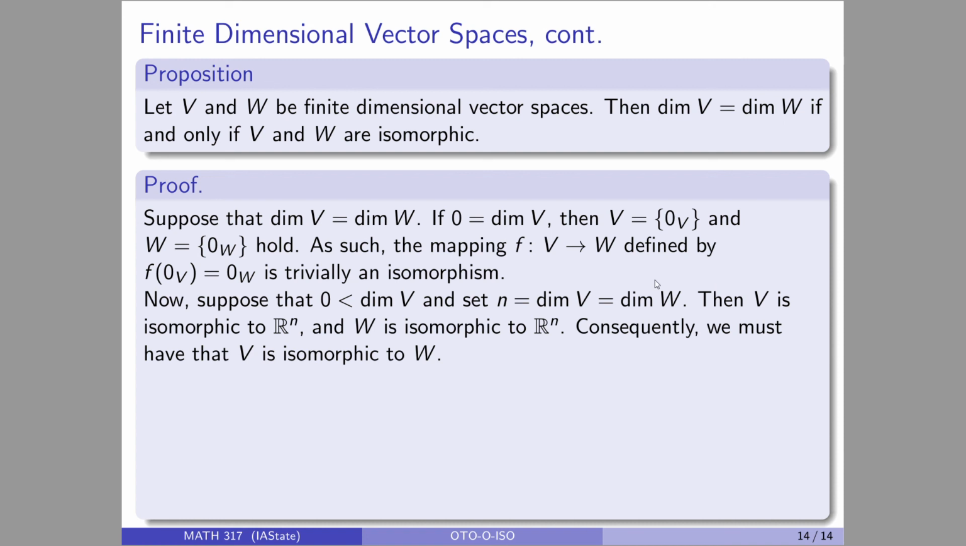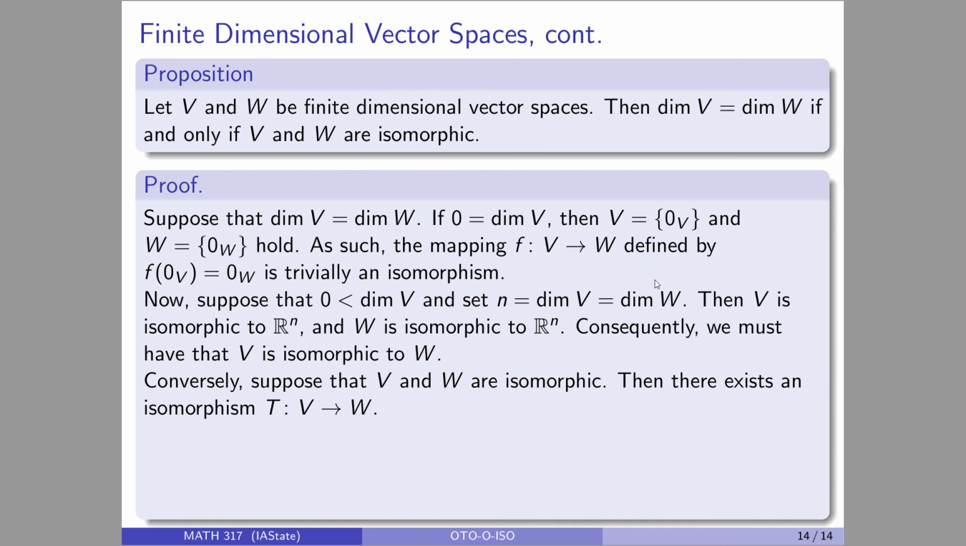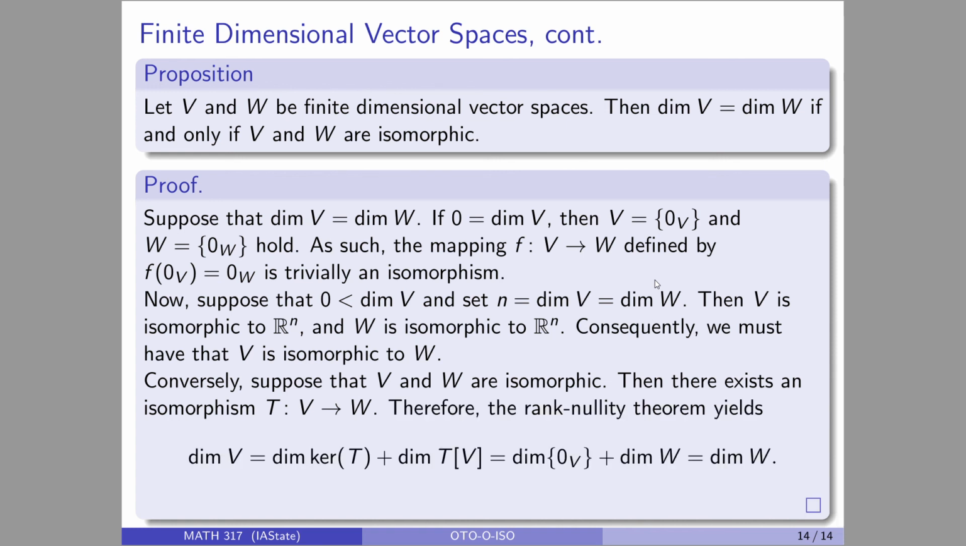Alright, now let's go reverse. Suppose you're isomorphic. That means there is an isomorphism, and rank nullity saves the day. Because if you're isomorphic, that means you're 1 to 1 and onto, which means the dimension of your kernel is trivial, and the dimension of your range is the whole space. So the dimension of V is the dimension of W. Boom! Rank nullity.